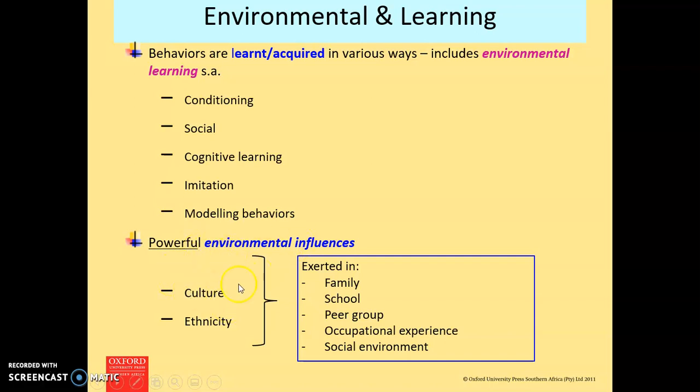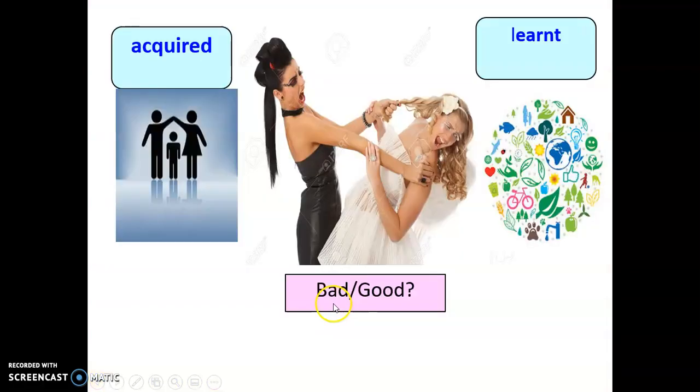For example, the influence of culture and ethnicity, because we belong to a certain culture, we belong to an ethnicity, so we tend to learn based on that culture and ethnicity. They learn behavior, they learn things from family, school, peer groups, occupations, experience, social environment. So this is actually the environment that we learn our behavior from, and this environment consists of, for example, culture, ethnicity, and so on.